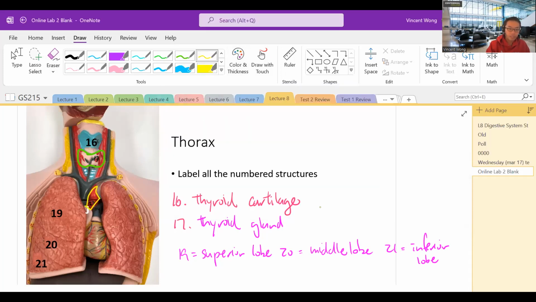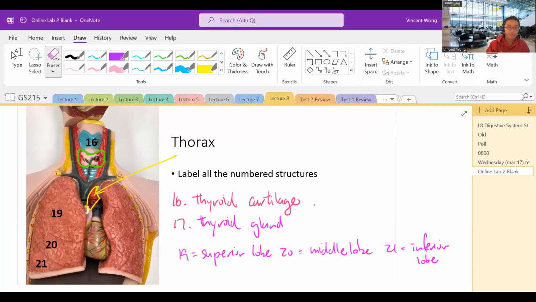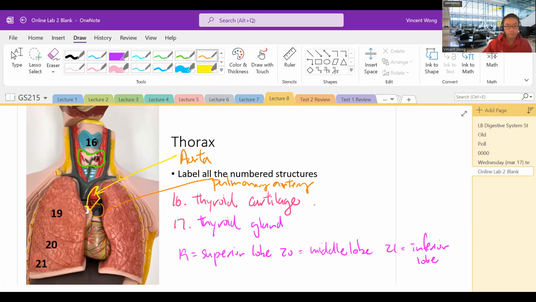Right here, it's hard to see. That is the aorta, right, coming out from the heart. Okay, I think there's another number here, number 24. That would be the pulmonary artery. Okay.